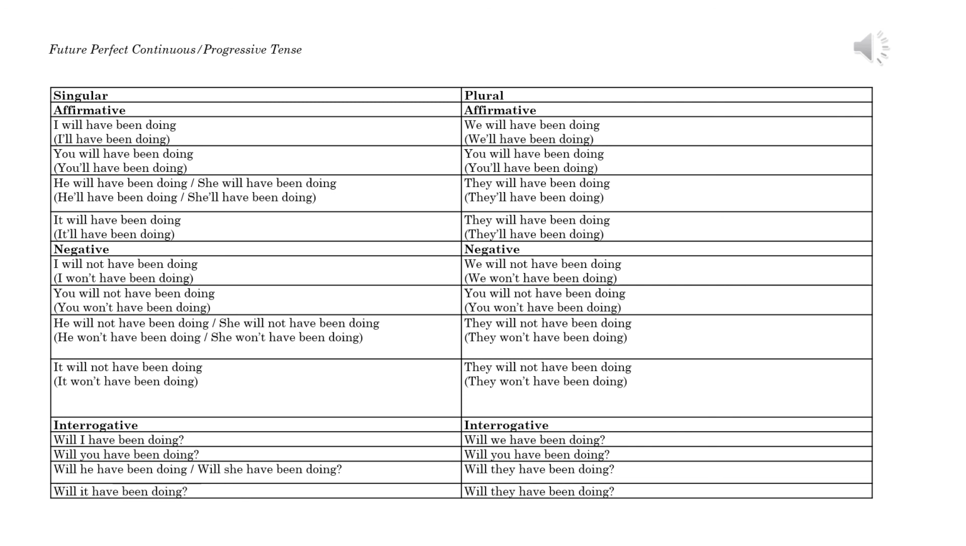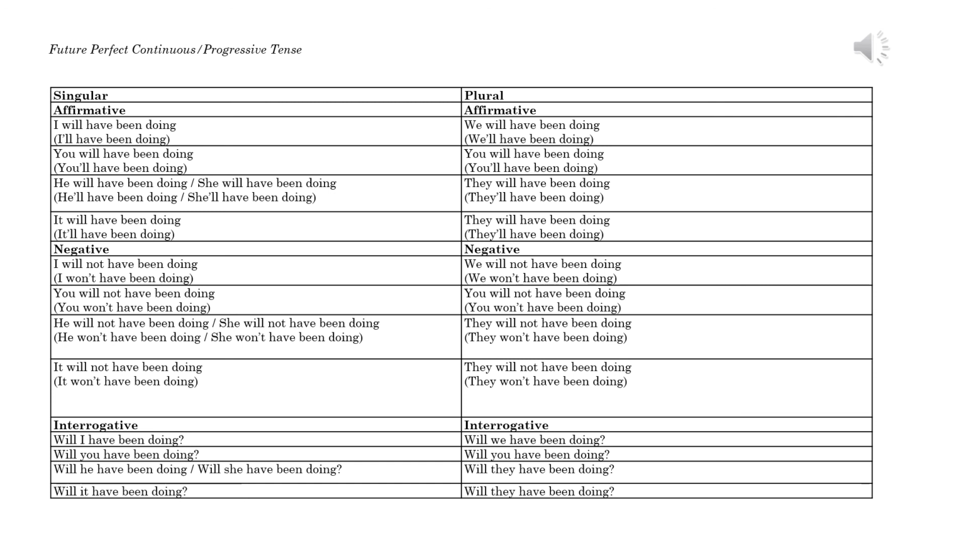Negative. I will not have been doing. I won't have been doing. You will not have been doing. You won't have been doing. He will not have been doing. She will not have been doing. He won't have been doing. She won't have been doing. It will not have been doing. It won't have been doing. We will not have been doing. We won't have been doing. You will not have been doing. You won't have been doing. They will not have been doing. They won't have been doing.